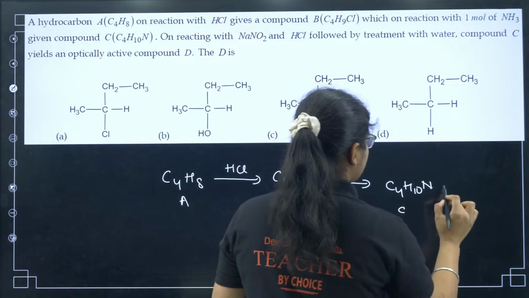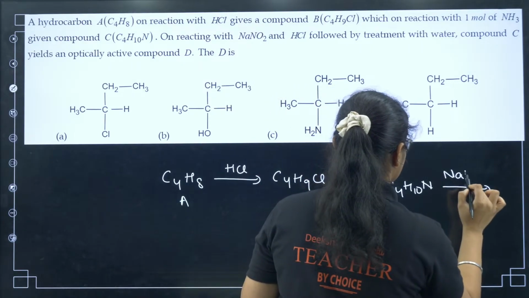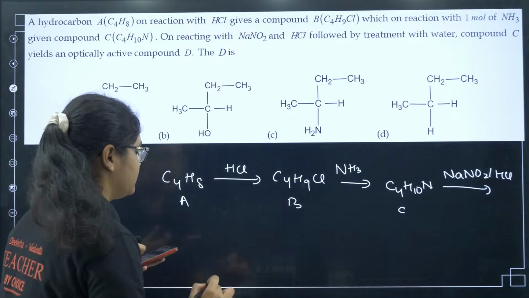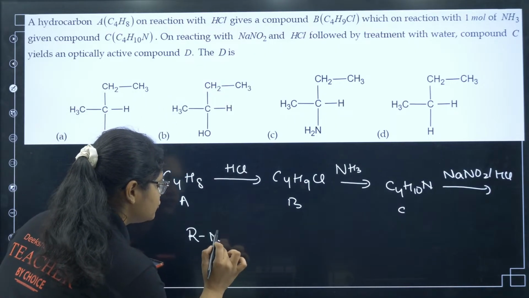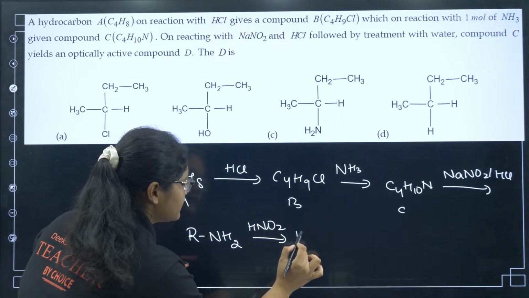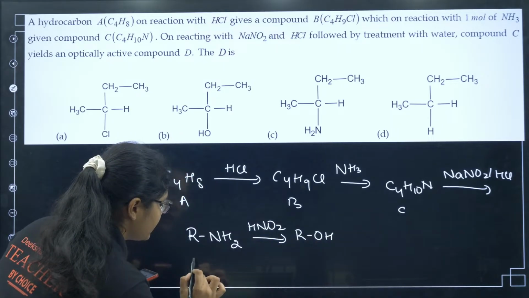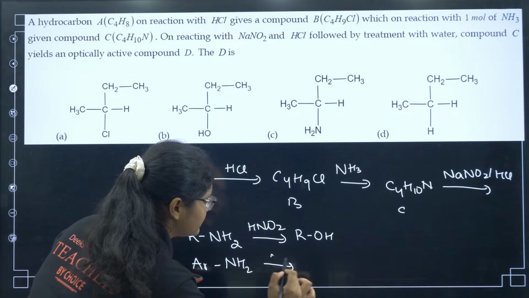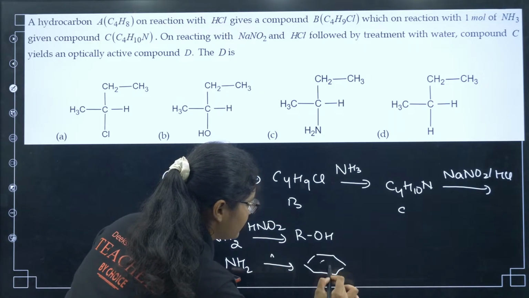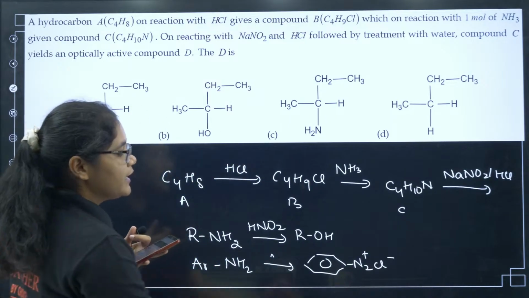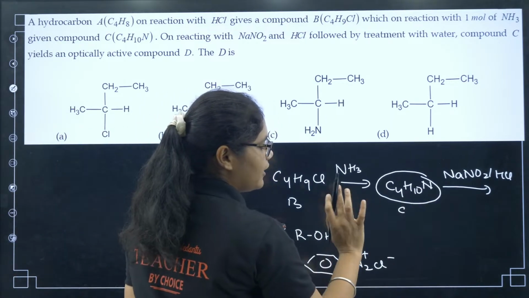Now this one, if you treat it with NaNO2 and HCl, here you should remember one thing: if I have RNH2 and I treat it with nitrous acid, that will give me ROH. And if I have ArNH2 and you treat it with nitrous acid, then you will get N2 plus Cl minus. So here this is definitely one aliphatic compound.